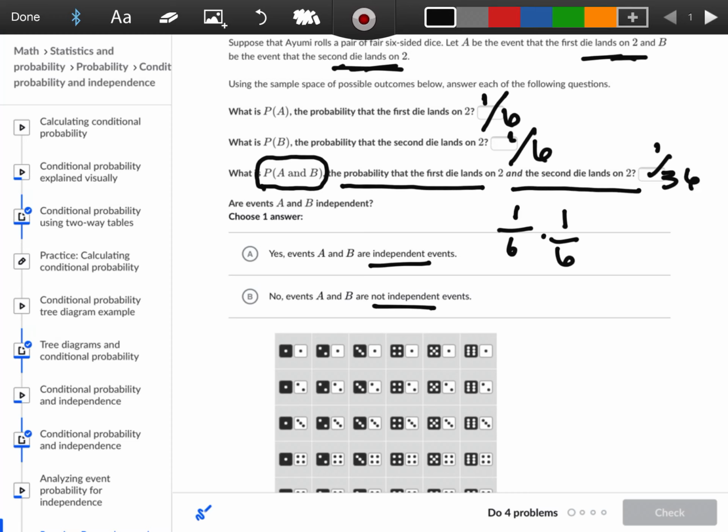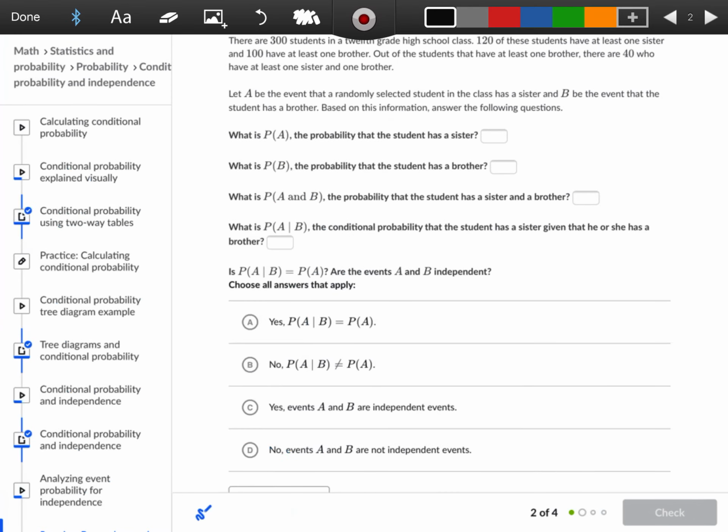And then this question says, are they independent? Yes, clearly they're independent. What I do with my left hand does not affect what I do with my right hand. So that's one type. Now, this is a little bit of a different way of looking at it.